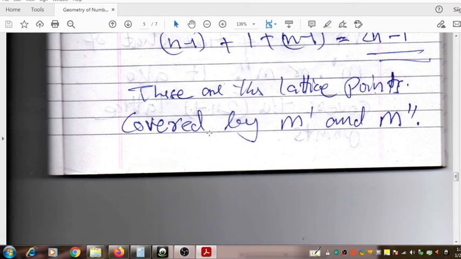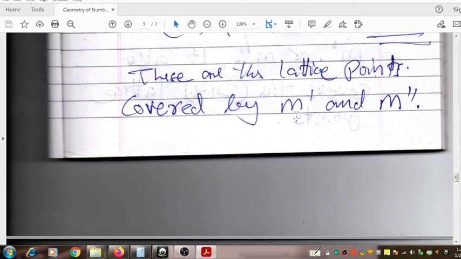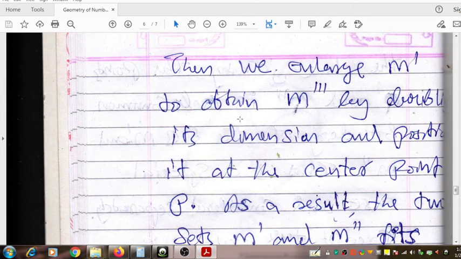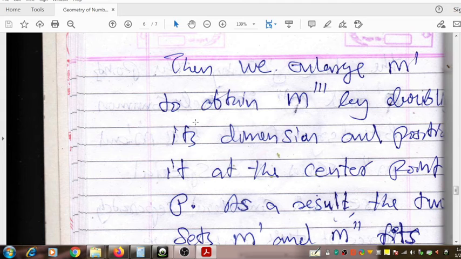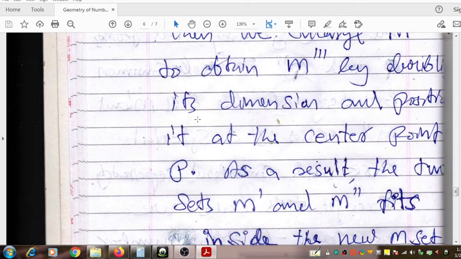These are the lattice points covered by M prime and M double prime. After that, we enlarge M prime to obtain M triple prime. I have explained how to enlarge it, and the method to translate it to obtain the current position as shown in the figure. Since I have already explained it, I will not go into further explanation on that.